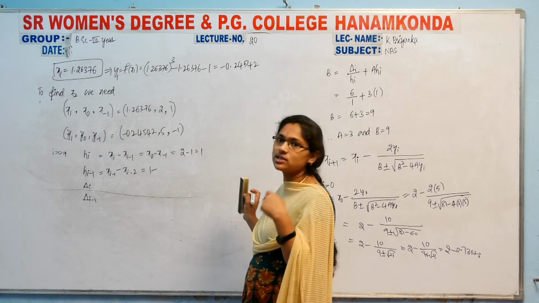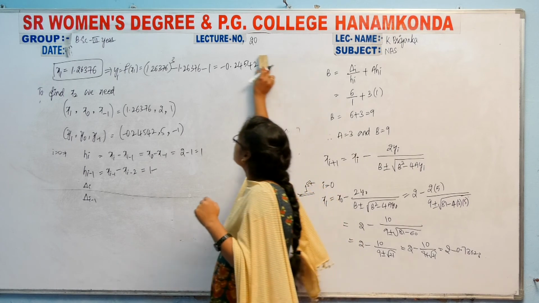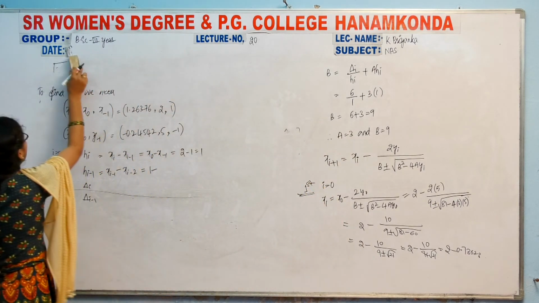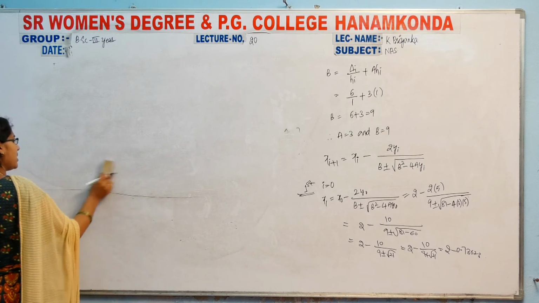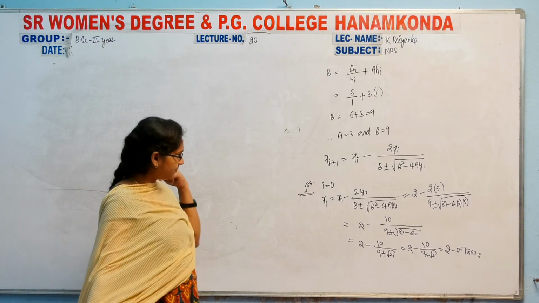it is better to discuss the next method. By that you can understand easily. In Muller's method, if we do it this way, you will get confused at these values. So what I am doing is, I am going to discuss in a different method.